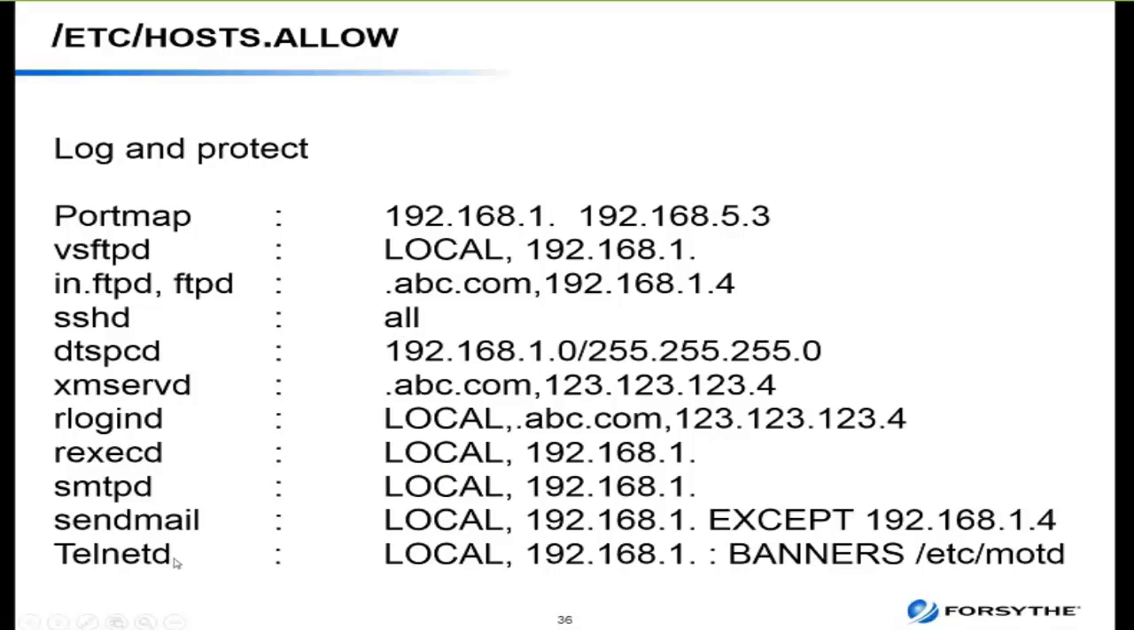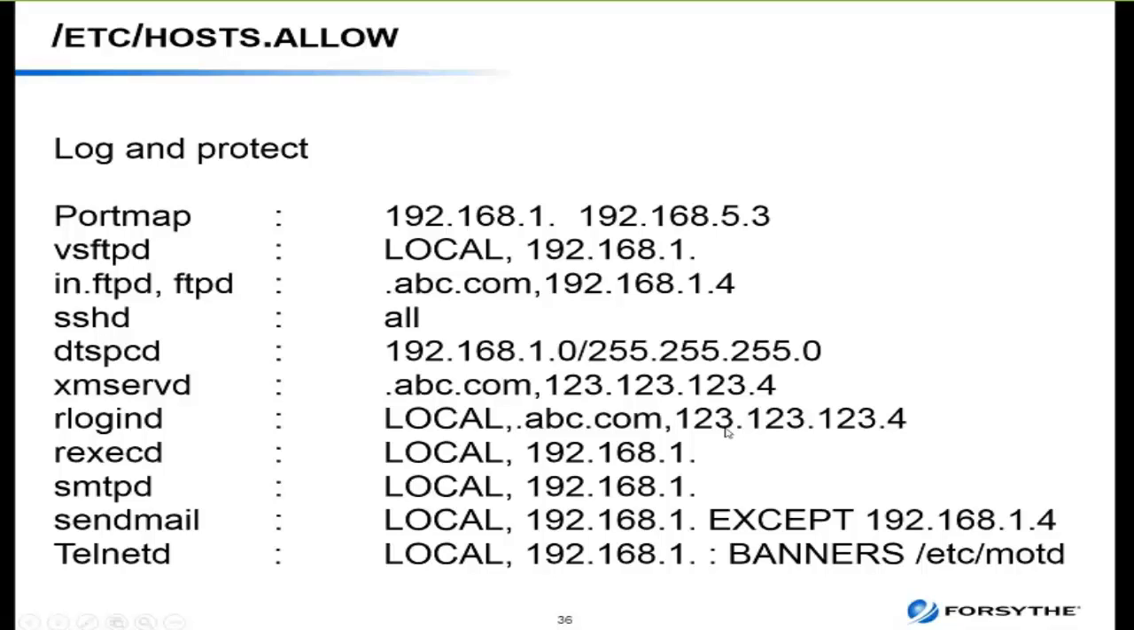SendMail or Telnet, what I'm saying is local. If you don't put local, you can't do a Telnet 0, so you can't Telnet to localhost. So I always include local. Then I'm saying anyone in the 192.168.1, whoever Telnets in is going to see this message of the day whether they want to or not. And I've done that for all, different versions for all the protocols.